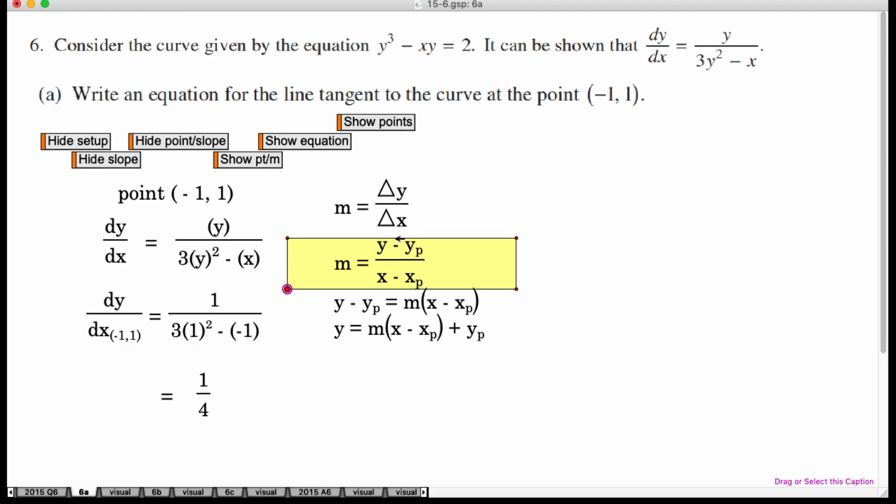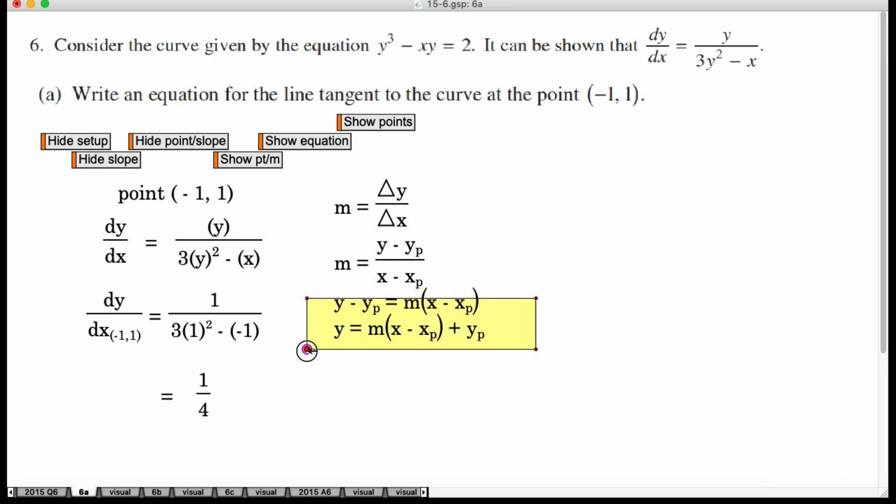And now the only thing you have to do, if I know this equation, that's the point slope form of the equation of a line. Here's the slope and here's the point. I just have to move this up to the other side, multiply both sides by x minus xp. And then what I just do is I'm going to add yp to the other side. So there's the equation of the line. And so all I have to do is plug in m, xp, yp, and it's done. So those are the three things I have to do.